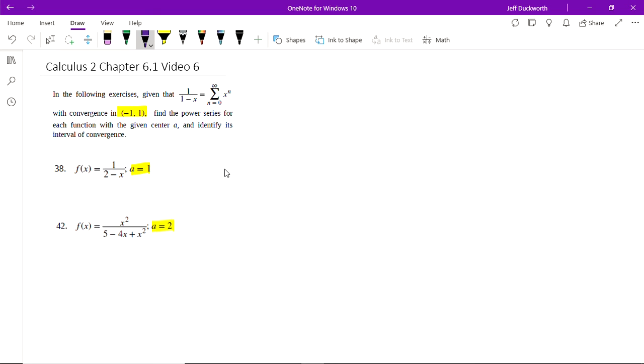So let's take a look at 38. Same process as before. So note that 1 over 2 minus x equals 1 over 1 plus 1 minus x. All right, and that equals 1 over 1 minus the quantity x minus 1 when I distribute a -1 out of that. So because we have that, this is going to equal the sum from n equals 0 to infinity of x minus 1 to the n. So that's our power series.